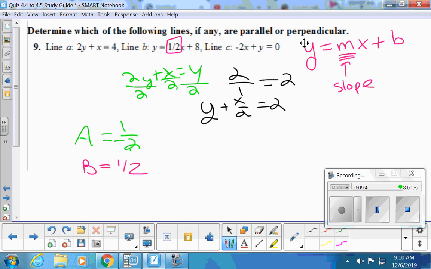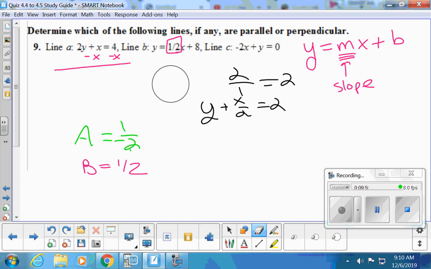Line A, we have to solve for y. So you start by subtracting x from both sides. So I'm going to erase this work. So you'll have 2y equals negative x plus 4, and you'll divide everybody by 2.